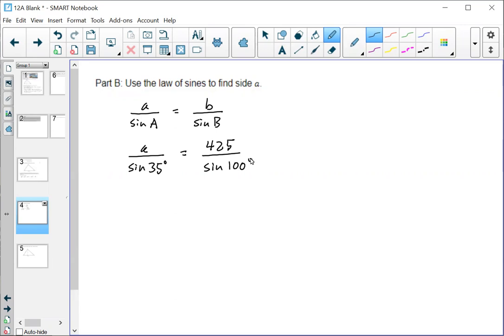I'm going to rewrite this so that it is solved for A, or A is written in terms of everything else. So we get 425 times the sine of 35 degrees, and that is all over the sine of 100 degrees. All right, when we do this calculation, we find that A is equal to about 247.5 meters.